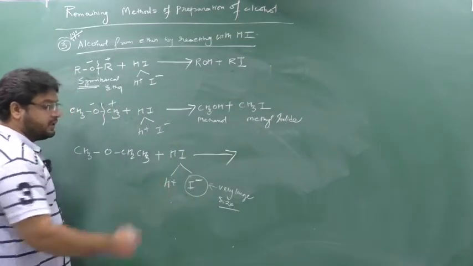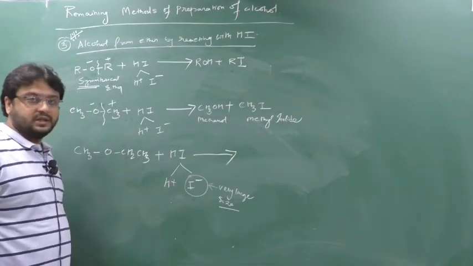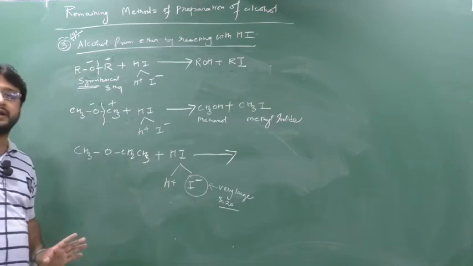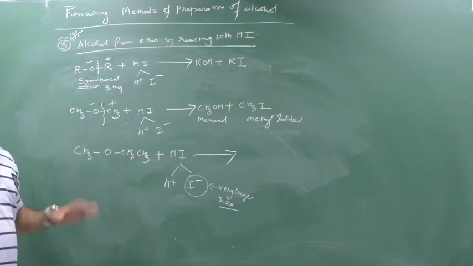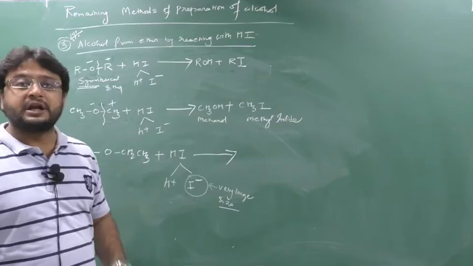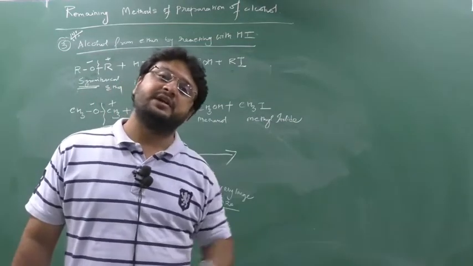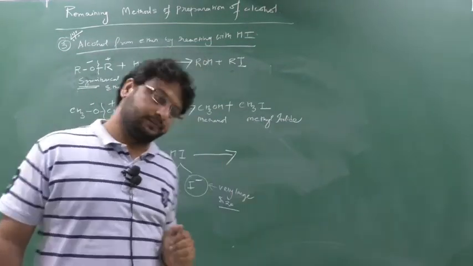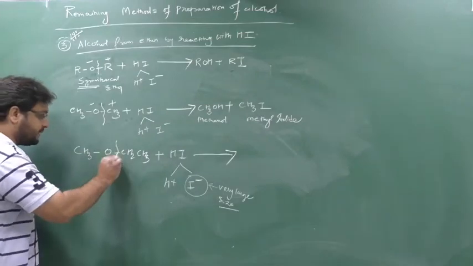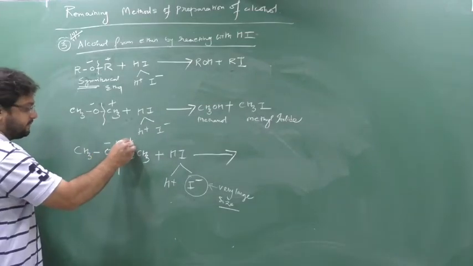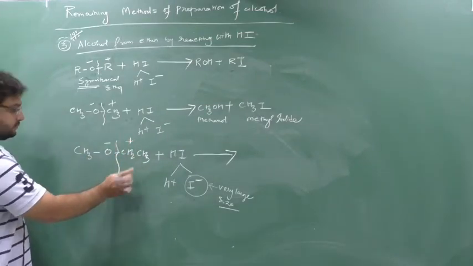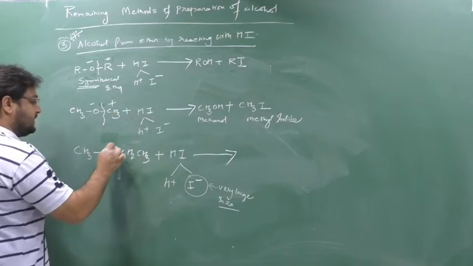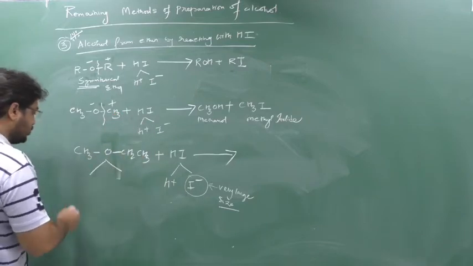So this iodine, due to its very large size, will approach the chain which contains fewer carbon atoms, so that steric hindrance is reduced, and when steric hindrance is reduced, the reaction will occur. If I split in this way, I will get minus here and plus here. So there are two cases here.